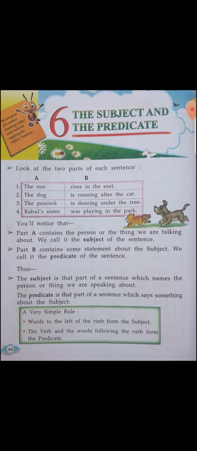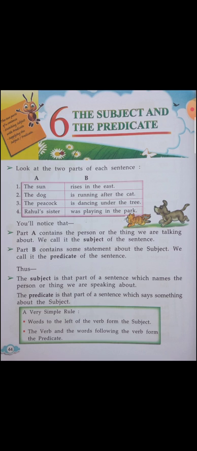The sun is the main thing in this sentence, the noun. So it is the subject. Rises in the east is the predicate. This is telling us something more about the sun. So this part is the predicate.